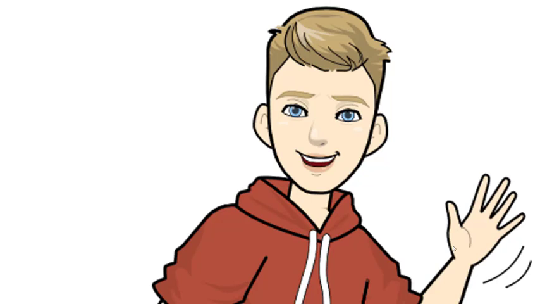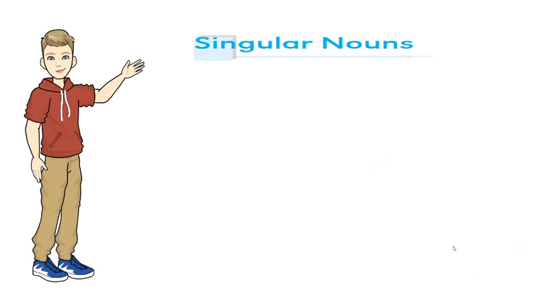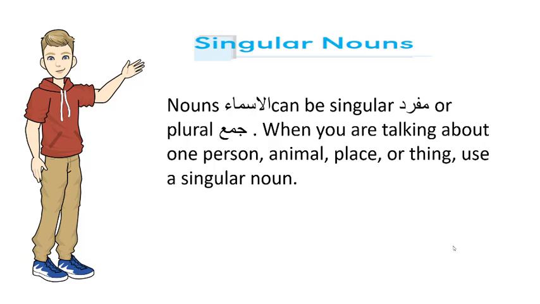Hi, in today's lesson we will talk about singular nouns. Nouns الأسماء can be singular مفرد or plural جمع. When you are talking about one person شخص واحد بس, an animal حيوان مفرد, a place مكان, or a thing شيء, use a singular noun توصفهم أو استخدم الصيغة أو الفورم اللي بتدل إن دوا مفرد.